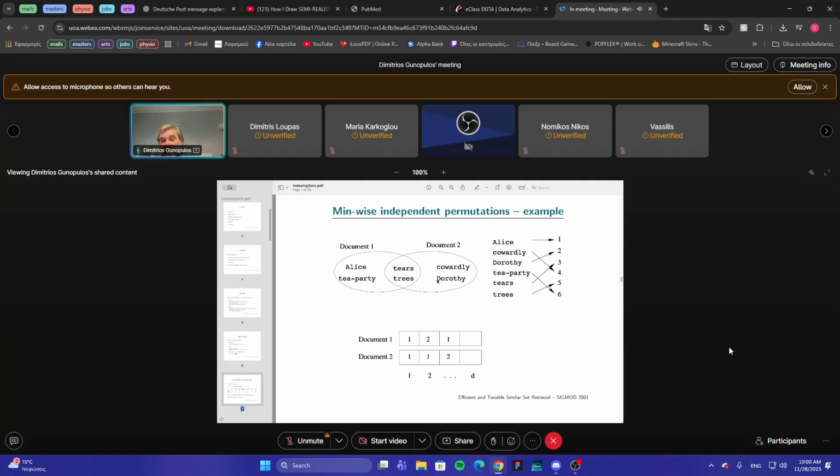The more similar these documents are, the more likely it is that they will get the same value, document one and document two. For this to get the same value, a word among the intersection has to come before a word outside.